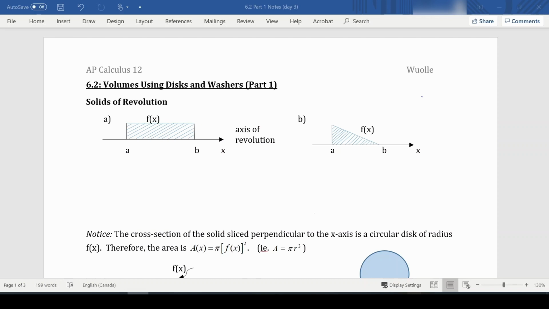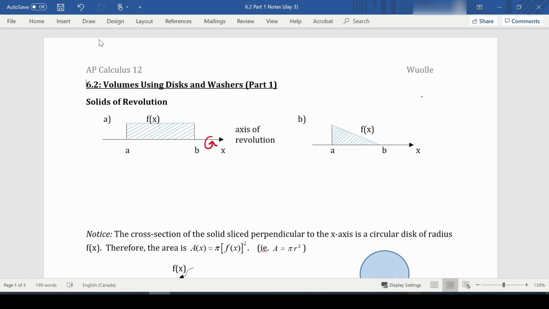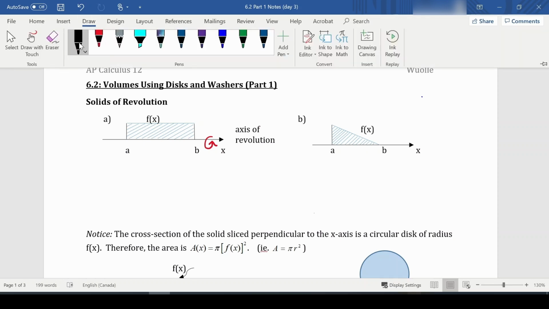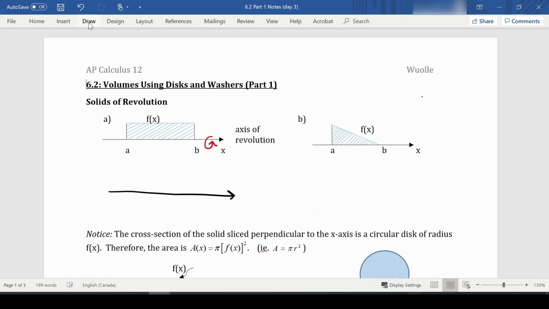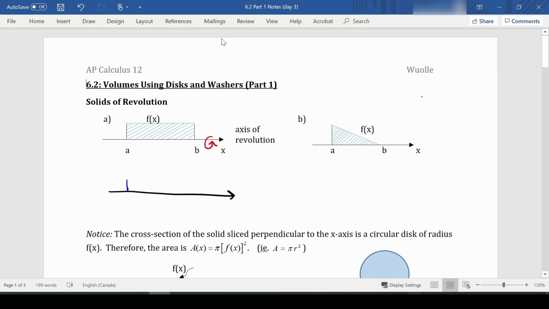So if I have this lovely rectangle, if I want to rotate this around this axis of revolution here, which is considered our x-axis, we would create a 3D object that hopefully we can imagine would look like a cylinder. So I have this object that has been rotated around the axis, which would create a cylinder.